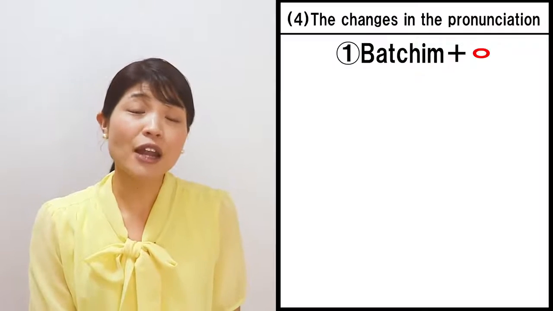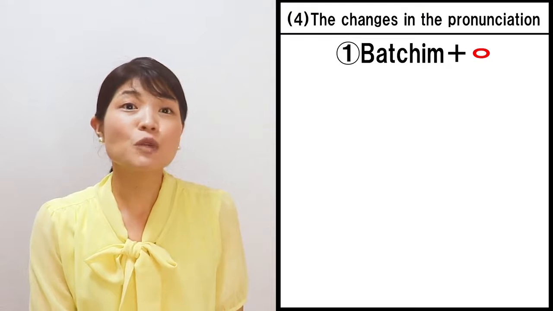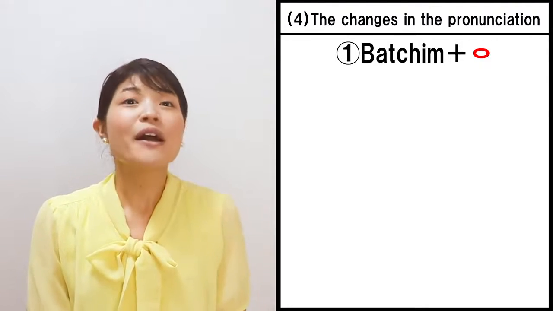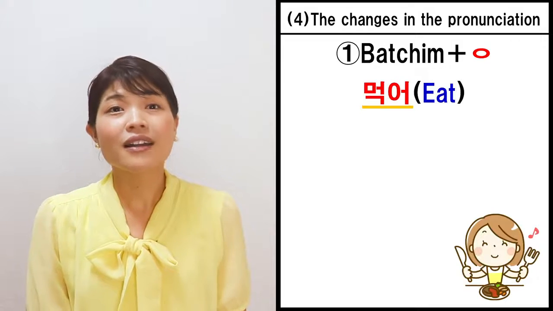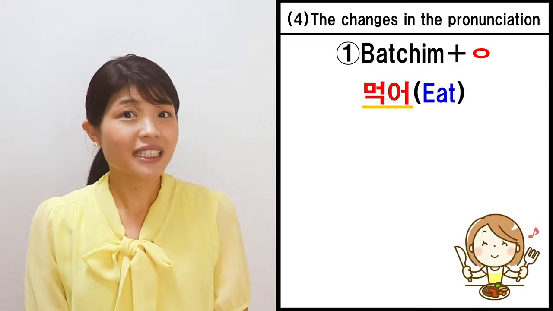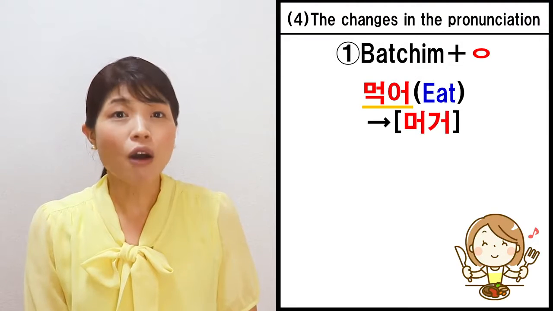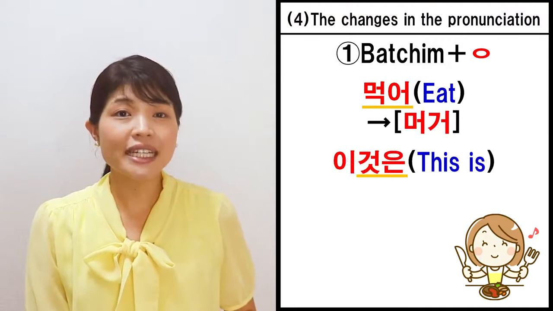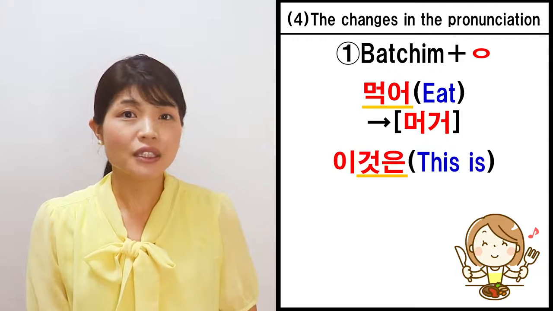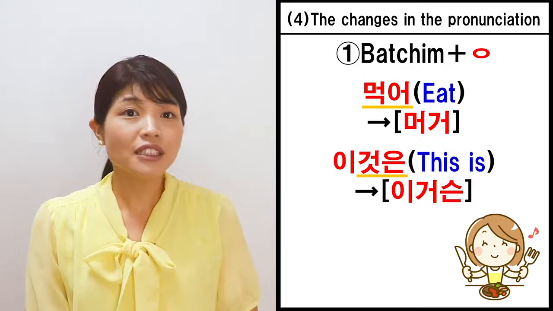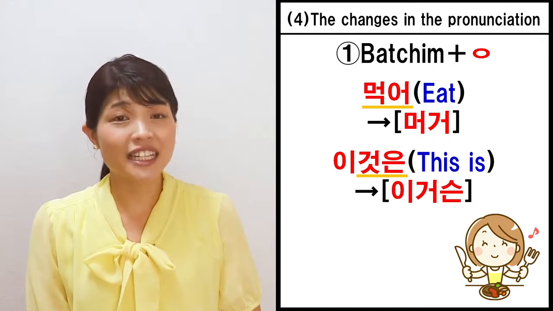When Batchim is followed by ieung, the Batchim will be combined with the vowel following. For example, when you read 먹 eat continuously, the pronunciation becomes 먹어. Also, 이것은, this is pronounced as 이거슨 when we read continuously.